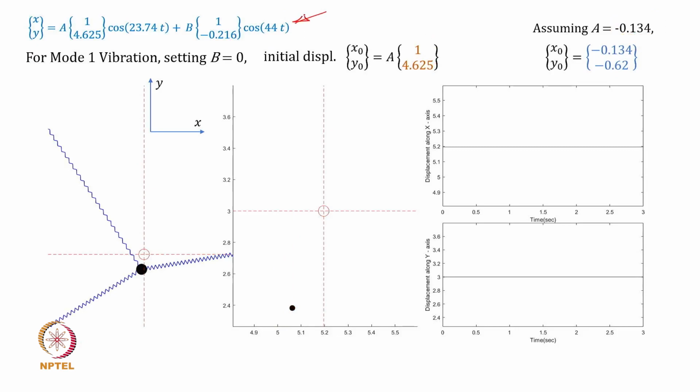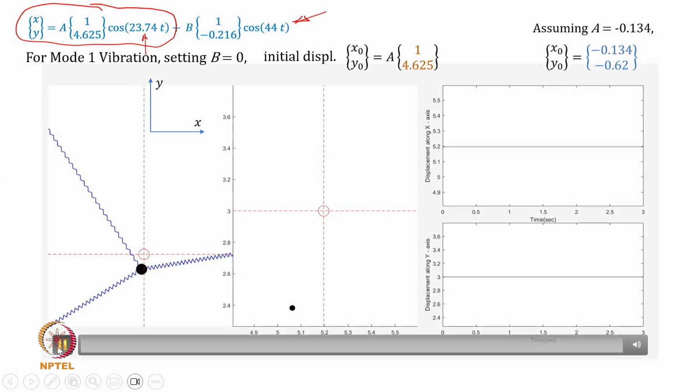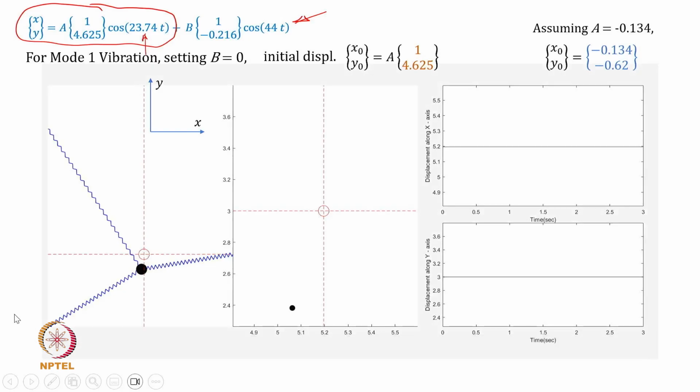Now I will see how, using this equation, I can simulate the motion x(t) and y(t), x as a function of time, y as a function of time. You may notice that since b is equal to 0, it is all going to execute based on this expression, which actually means that it has to vibrate at only one frequency. So the vibration is going to be harmonic with a frequency of 23.74. Okay, this is how the animation would look.